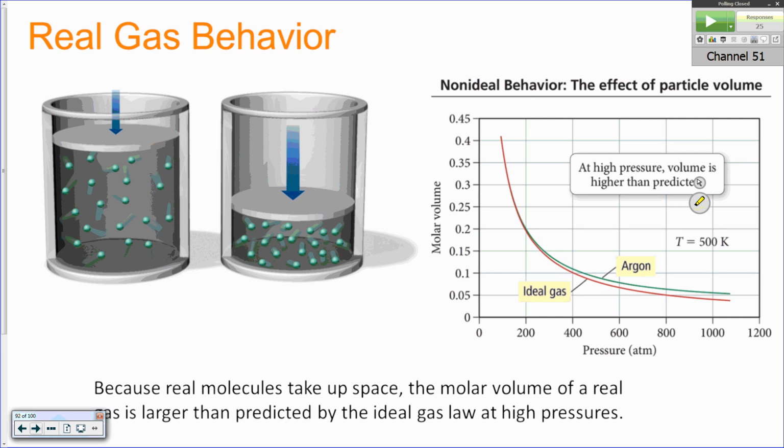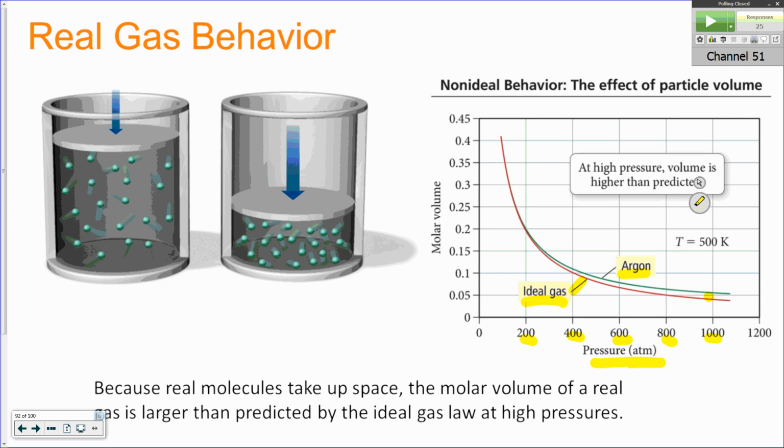So this graph shows you what happens if I took a cylinder and started to compress it and compress it and compress it, and I look at the deviation, what I actually see versus what the pressure should be. Here's what the ideal gas would be in red, and in green is what happens with argon. You can see the pressure, this is in atmospheres, and these are hundreds of atmospheres. So if I'm up at 1,000 atmospheres, there's a pretty significant difference there. Over 10%, almost 20.